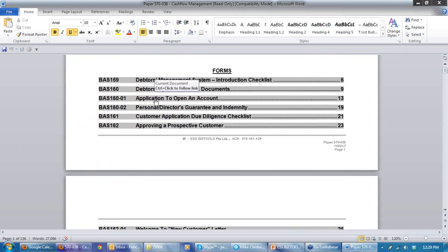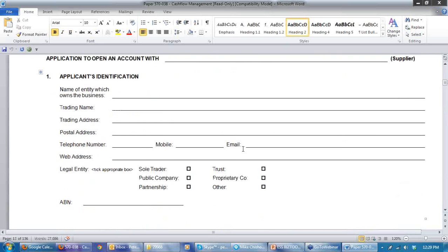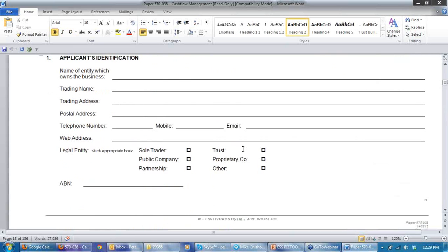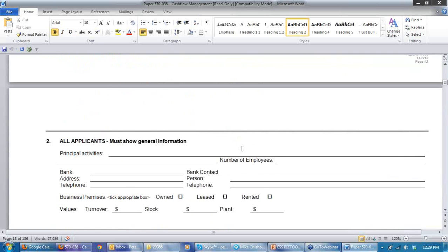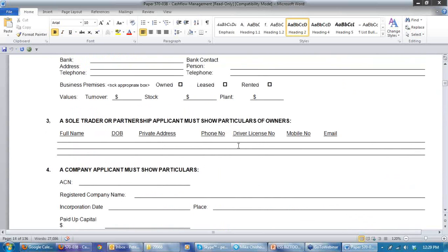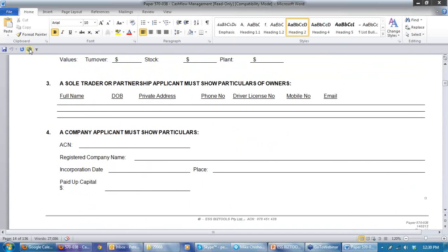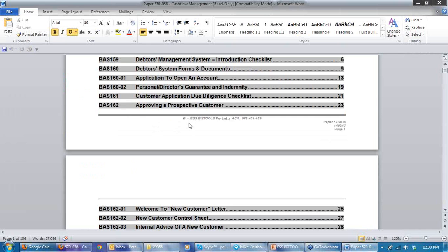We have an application to open an account. We believe one of the big problems is that many SMEs are not getting this information, they're not checking it, they're not checking referees, and then they have problems with some of the debtors.